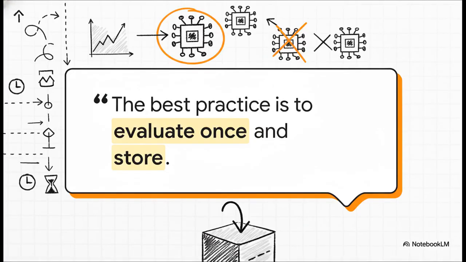Now here is a fantastic piece of advice for writing clean and efficient code. Anytime you're dealing with a value from the past, especially one you need to check and then use multiple times, the absolute best practice is to evaluate it just once and store it in a variable.